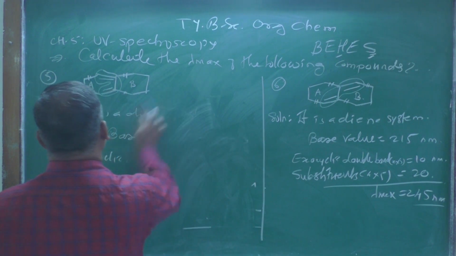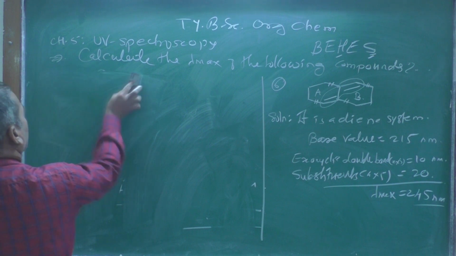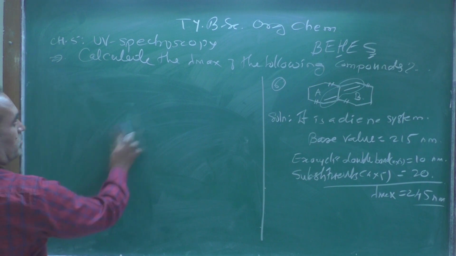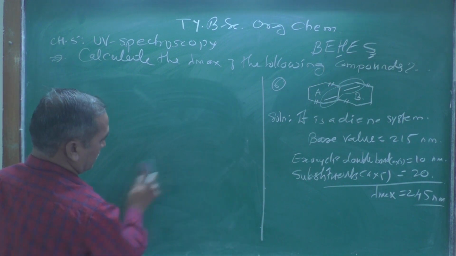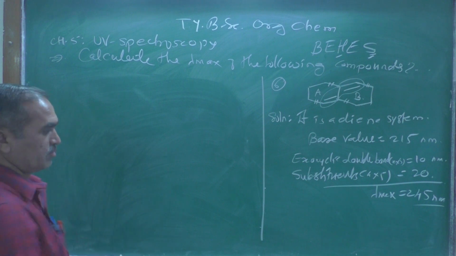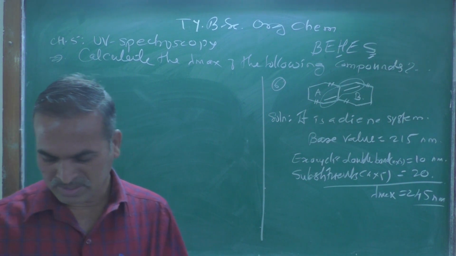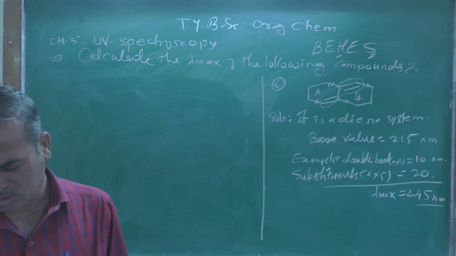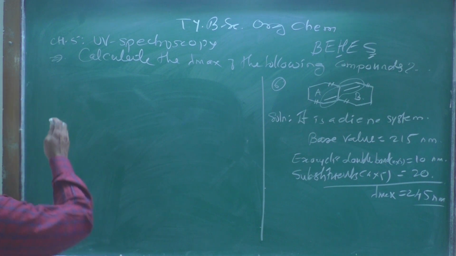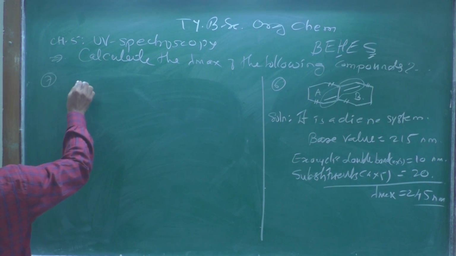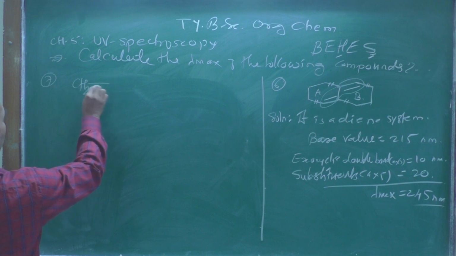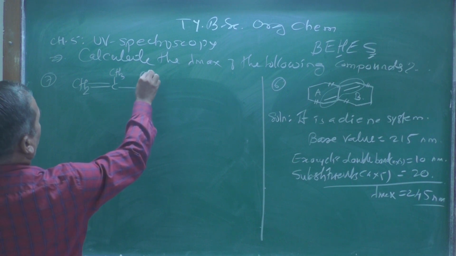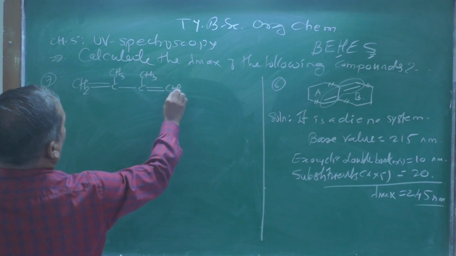Now let's see one more example over here, so that we can solve this kind of problem. If you solve more and more problems, you will become very well expert in solving them. Now let me draw problem number 7 here. Let us see here: CH2 double bond C, here CH3, then one more CH3, double bond and CH2.